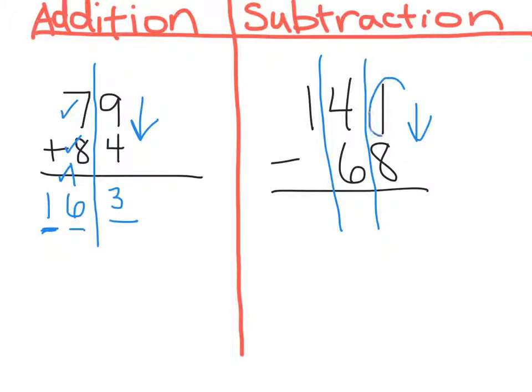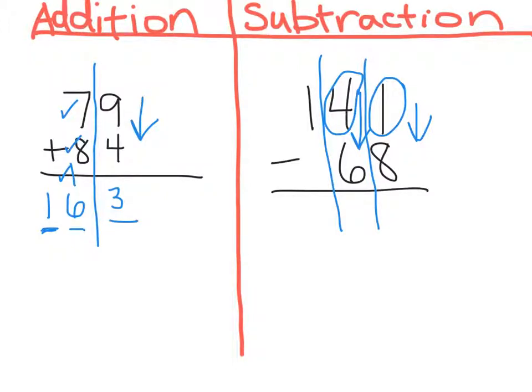No, I only have one 1 to subtract from, so I'm going to have to ungroup to get some extra ones. Now let's go to our tens column. Do I have enough tens to subtract from? I don't, because 4 is a smaller number than 6, and 4 is on the top. So I'm going to have to ungroup to get some more tens.